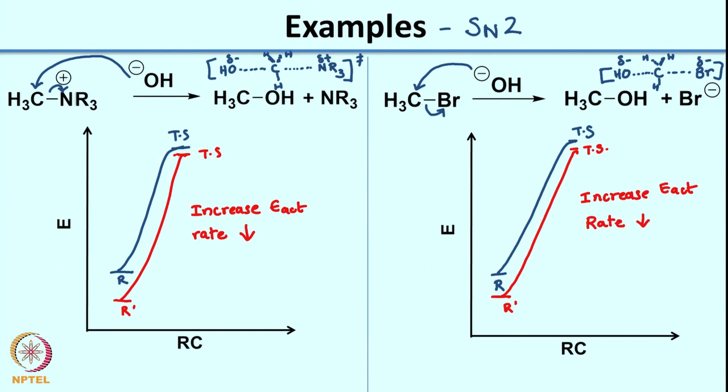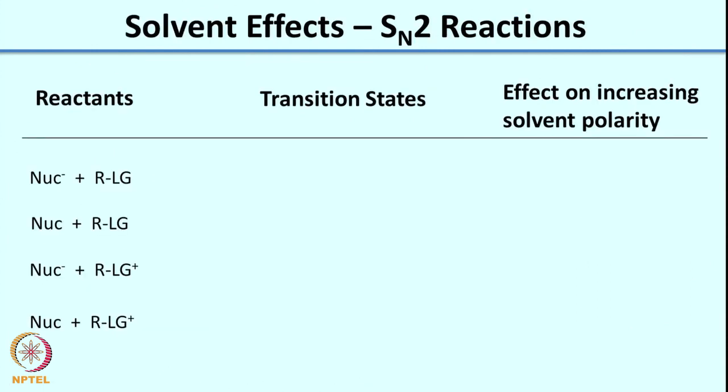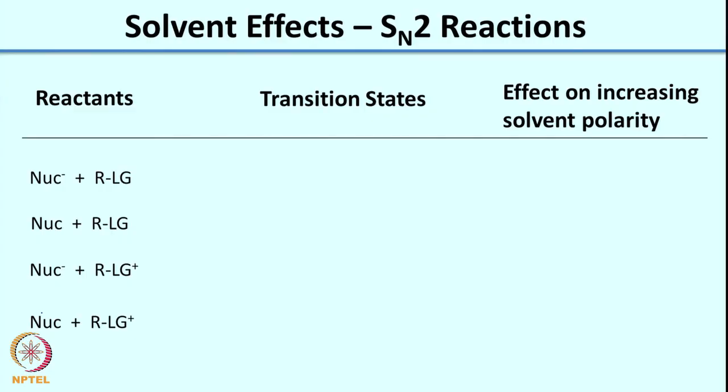So if you have understood this concept, then we can generalize it. If I look at SN2 reactions, I have shown you four different scenarios. What I want you to do is, on your sheet of paper, write the transition state for each of these scenarios and see how this has an effect upon increasing the solvent polarity. So you can quickly go ahead and do this exercise, press the pause button on the video and write the answers. So I'll quickly walk you through this.